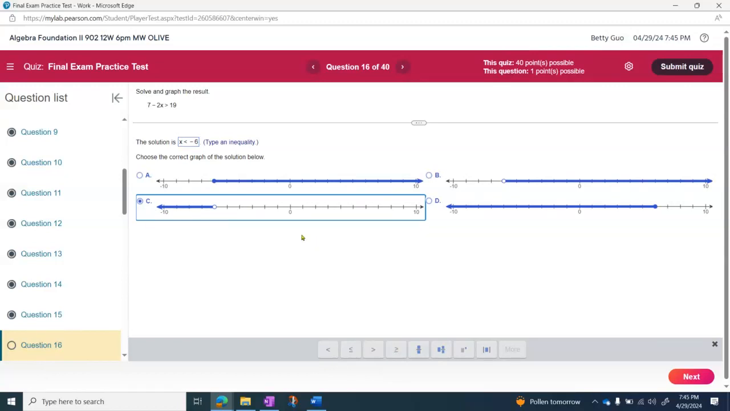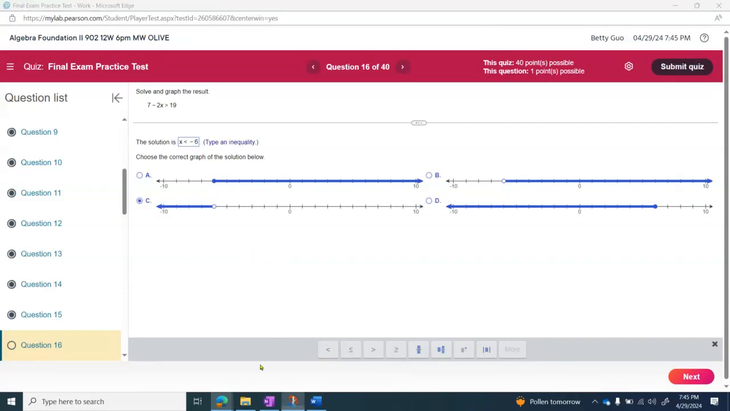It has to be an open circle, not a solid dot. So A is out and D is out, because A and D have a closed circle. And B is wrong because the shaded region is to the right of -6. It has to be to the left.